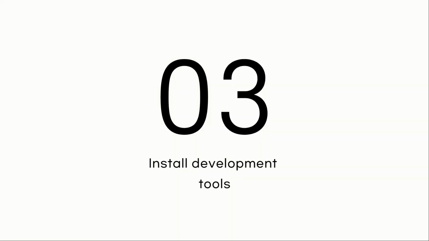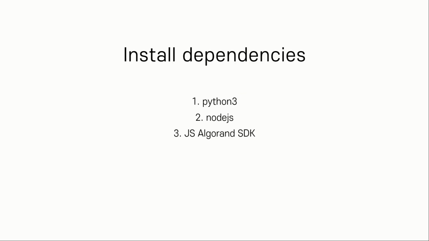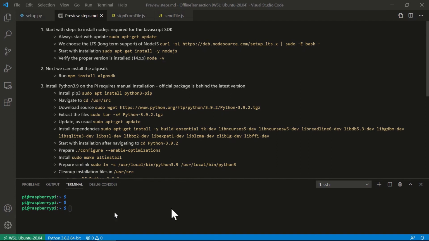Now, when we have our Raspberry Pi set up as a node, let's dive into the installation of useful development tools. Namely, we will be installing Python 3, Node.js, and the JavaScript Algorand SDK. So before diving into the code, let's first go through the dependencies which we have to install briefly.